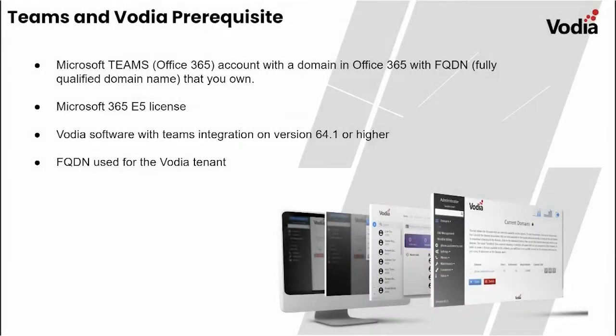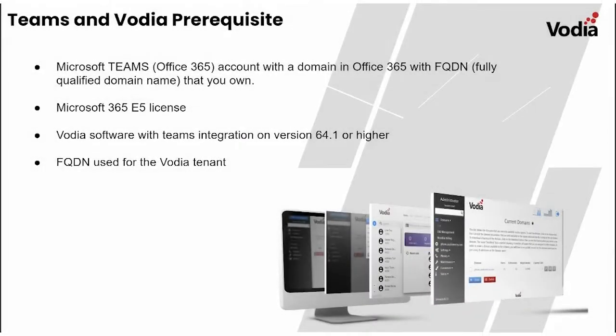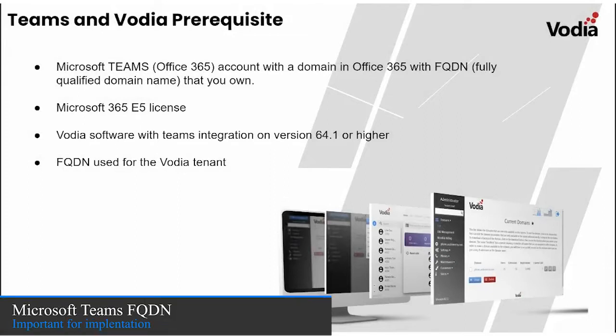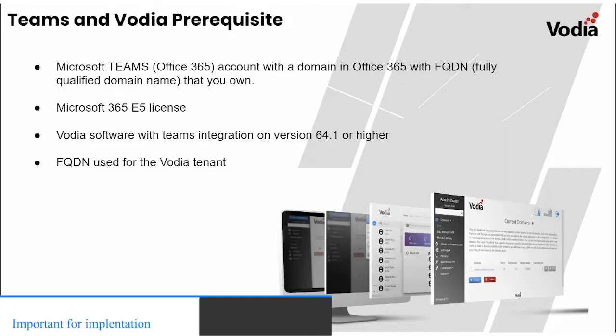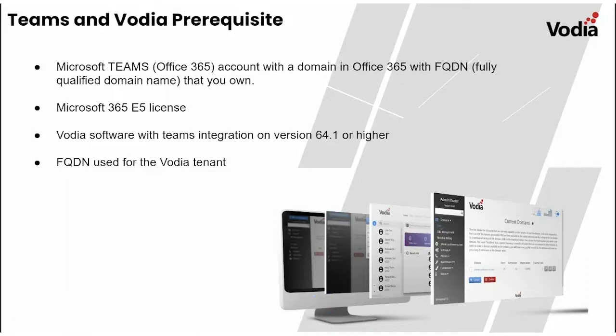So, Teams and Vodia prerequisites. When deploying MS Teams for a customer, you will need a FQDN, preferably one you already own. If a customer already has one, then that is the fully qualified domain name you will need to use for that implementation, which means you don't have to create one if one is available.